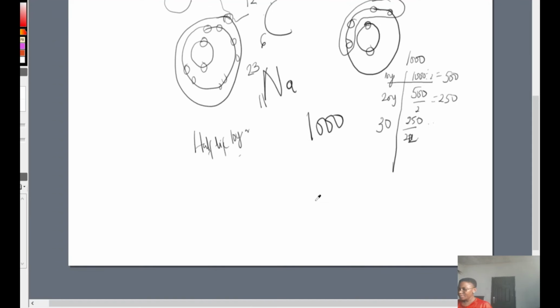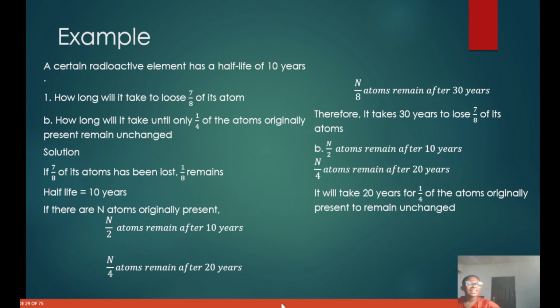Okay, so we have the elements here. We said we have a certain radioactive element. We don't know the size, but let's just assume that the radioactive element is N. They are asking how long will it take for 7 over 8 of it to disintegrate? And we already know that they said the half-life is what? The half-life is how many years? The half-life is 10 years.